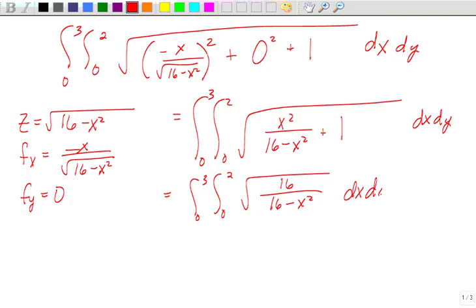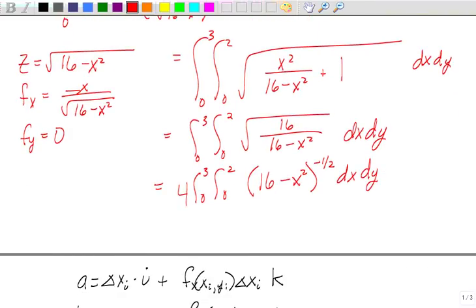We'll combine them and get common denominators, so the x squareds are going to cancel out. And so this is going to be 4. Square root of 16 is 4. 0 to 3, 0 to 2. 16 minus x squared to the negative 1/2.